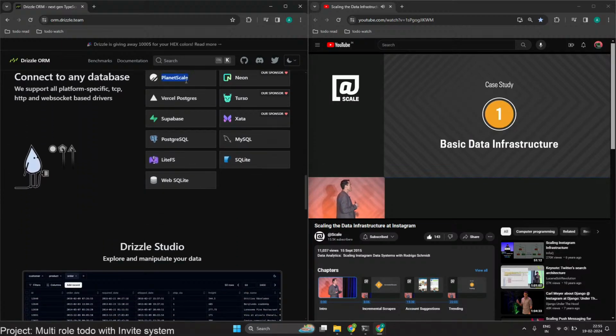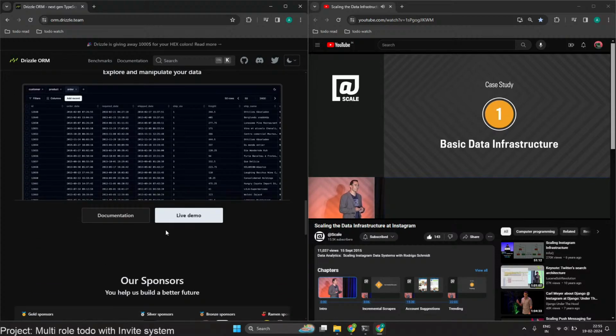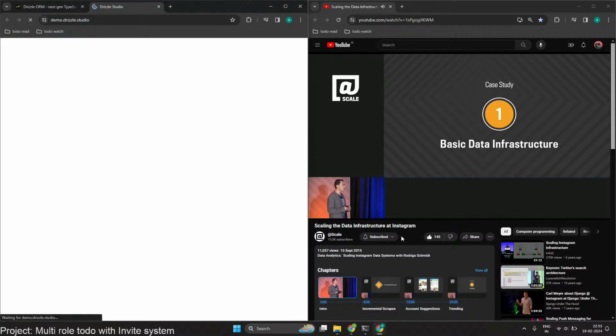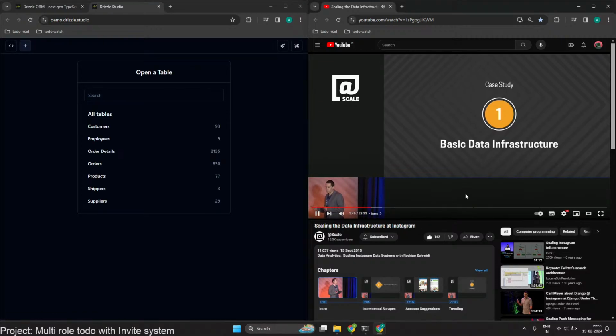Now I'm going to explain this principle using a number of examples of things that we have done in the last 2 years at Instagram. I chose 3 very good examples and some lessons that we learned along the way with those examples. And I'll start with the basic data infrastructure.